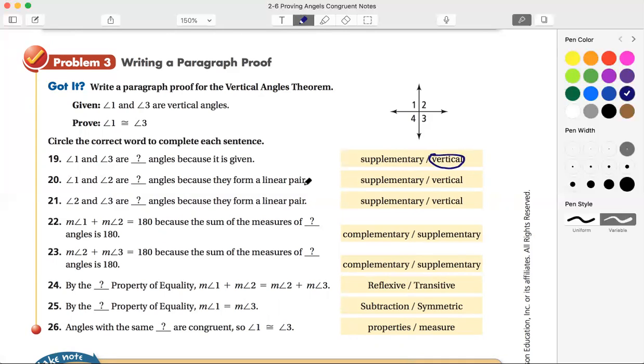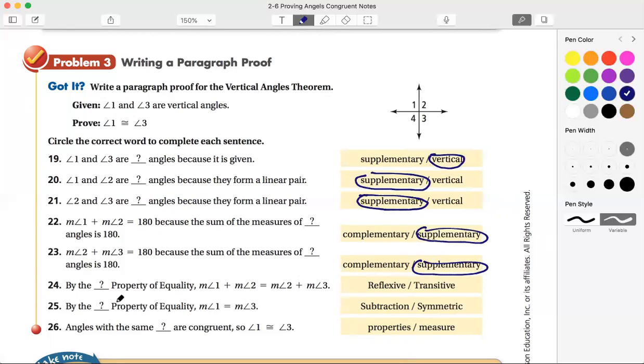1 and 2 are supplementary angles because they form a linear pair. 2 and 3 are supplementary angles because they form a linear pair. Therefore, the measure of angle 1 plus the measure of angle 2 equals 180 because the sum of the measures of supplementary angles equals 180. Same argument for the next line.